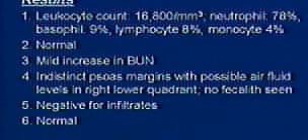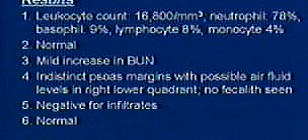Okay, let's look at some of our results. Well, first of all, if we look at the CBC, we see that we have elevated white count. We have 16,800 white blood cells. We have predominance of neutrophils, which is 78%. We have no bands. We have 9% basophils, 8% lymphocytes, and 4% monocytes.